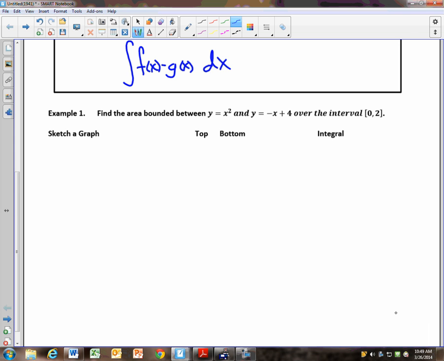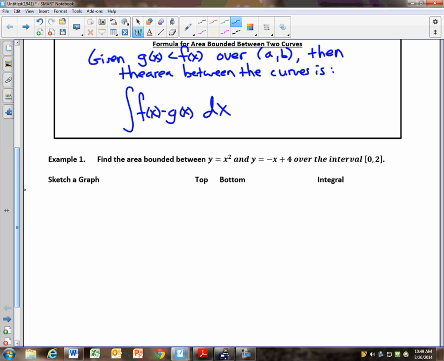Let's do it. Find the area bounded between y equals x squared and y equals negative x plus 4 over the interval 0 to 2. First of all, we're going to sketch a graph because we want to get a visual. I believe this is the most important part, everybody.